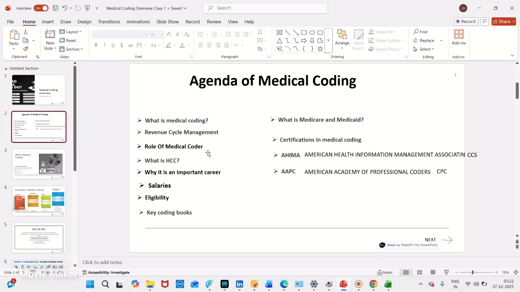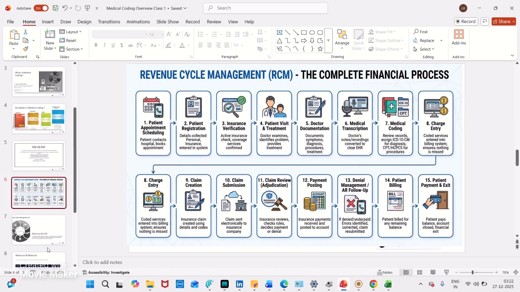Next, revenue cycle management, RCM. Now I will explain revenue cycle management, commonly called RCM. I will make sure all steps are covered clearly, from the time a patient schedules an appointment until the hospital receives payment.